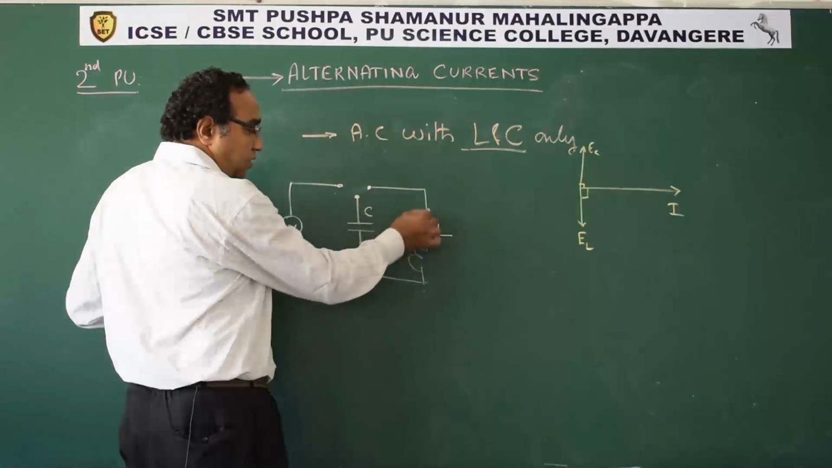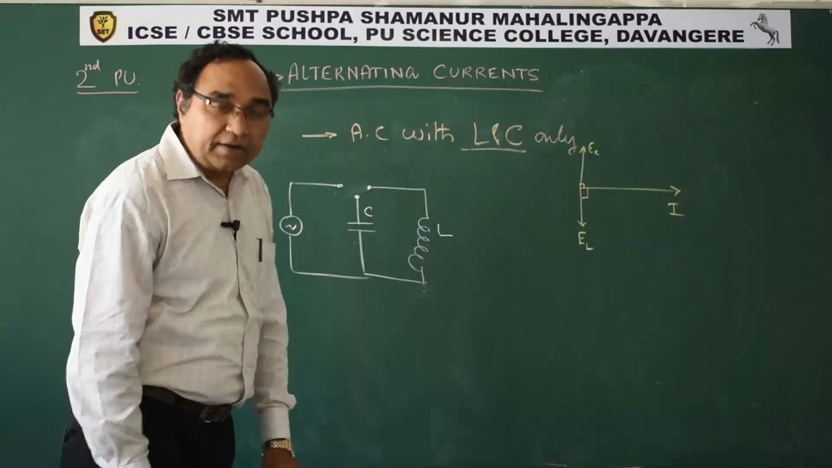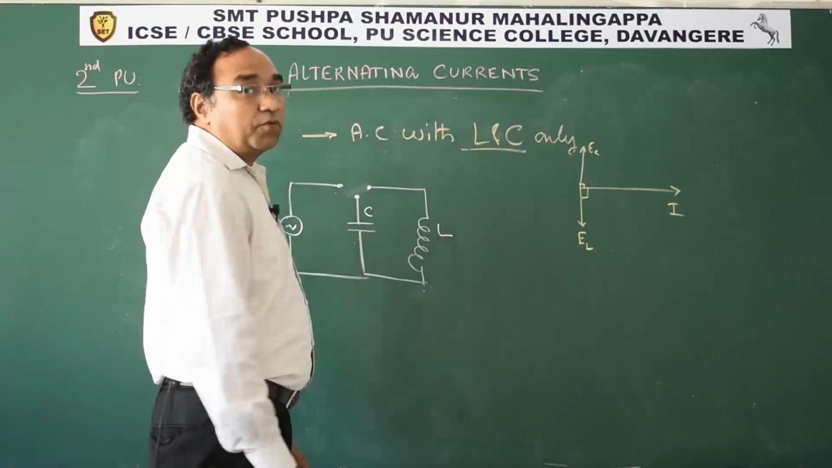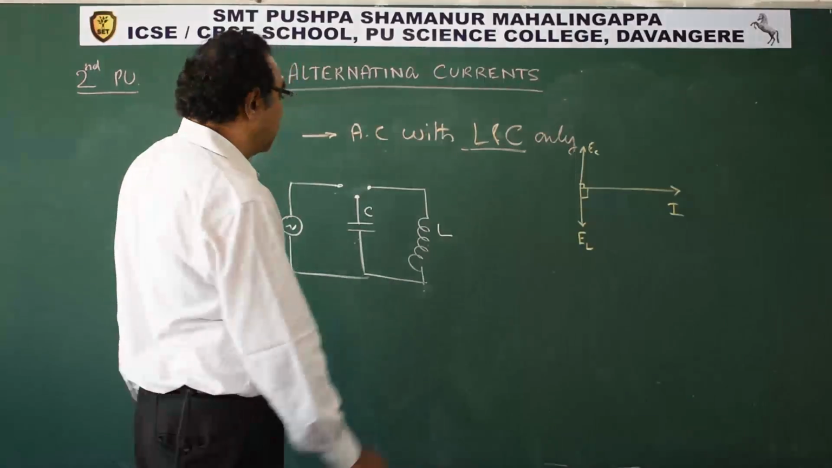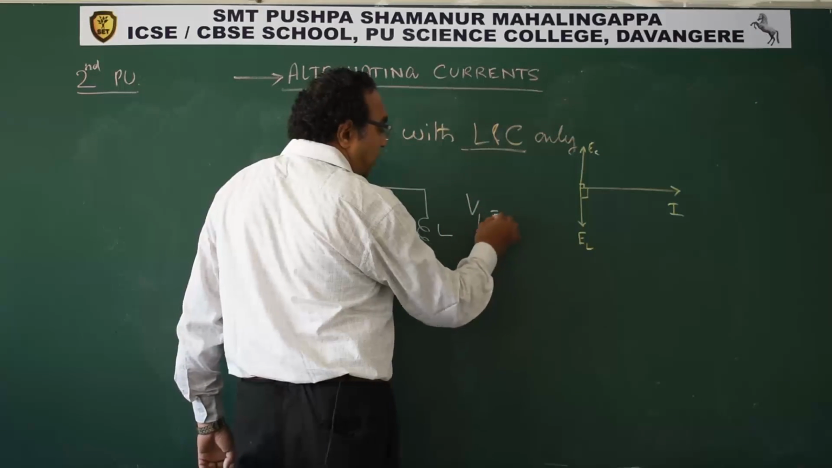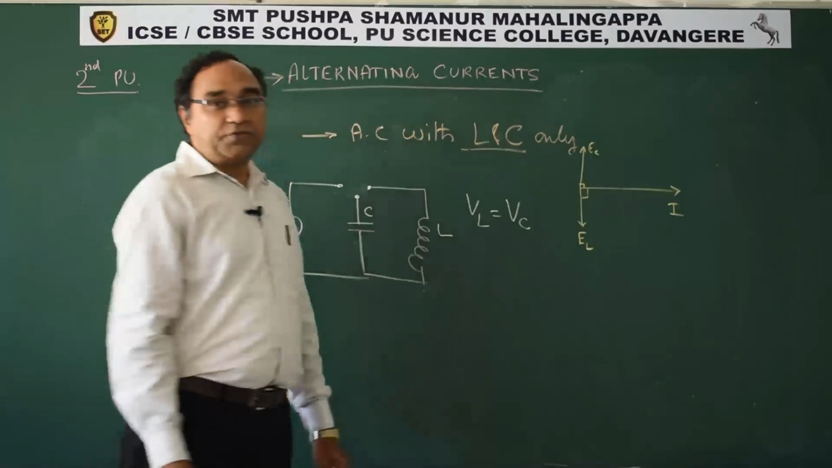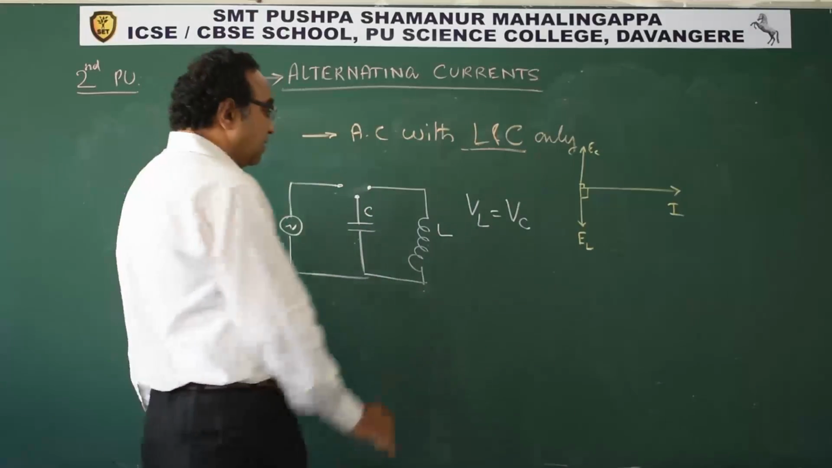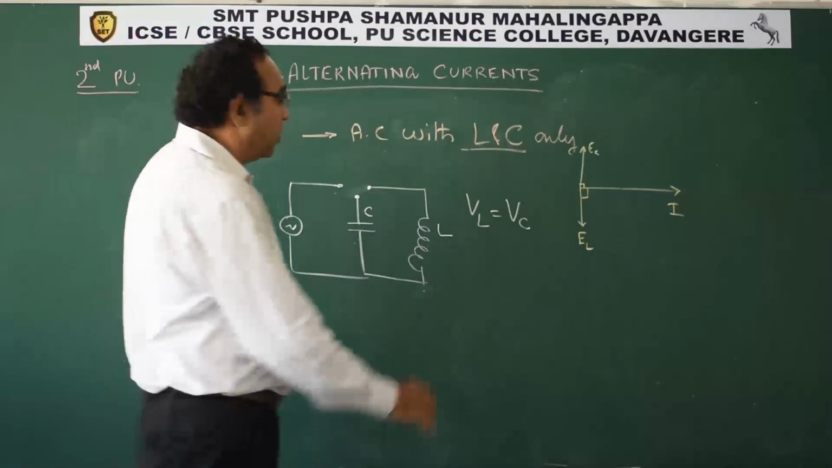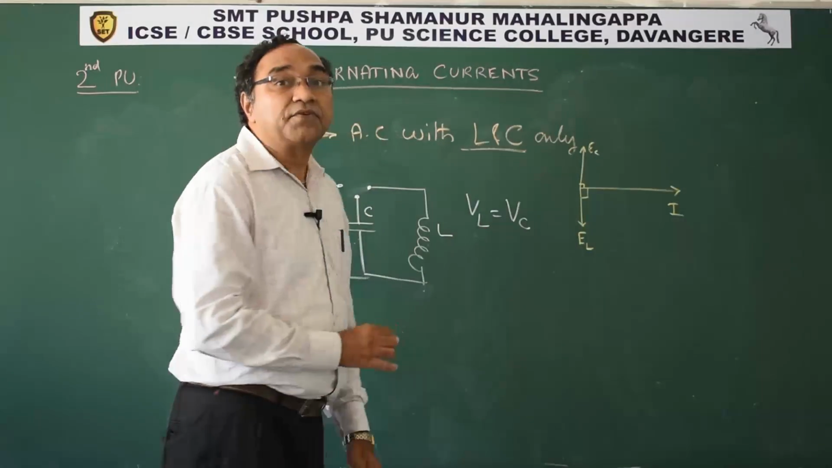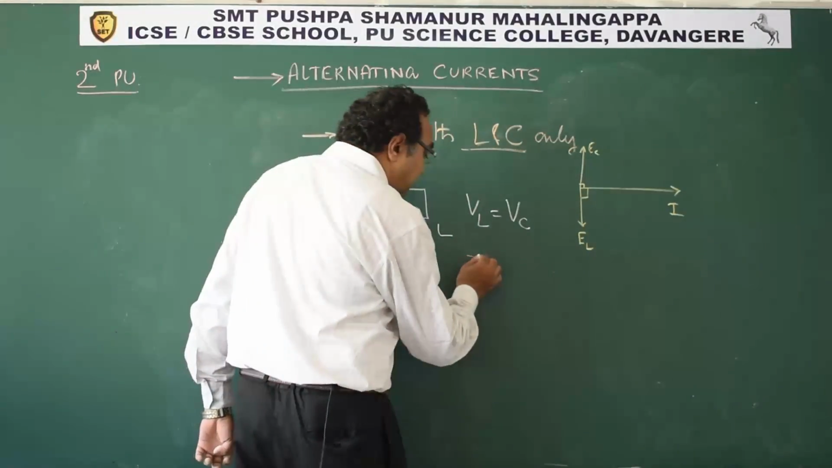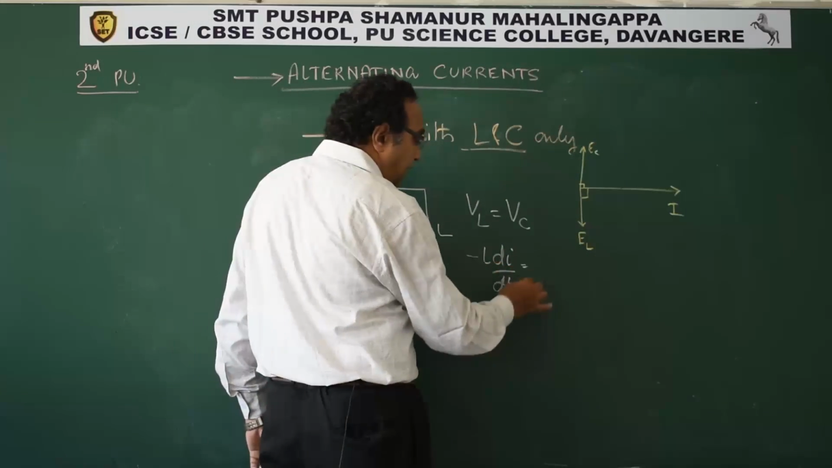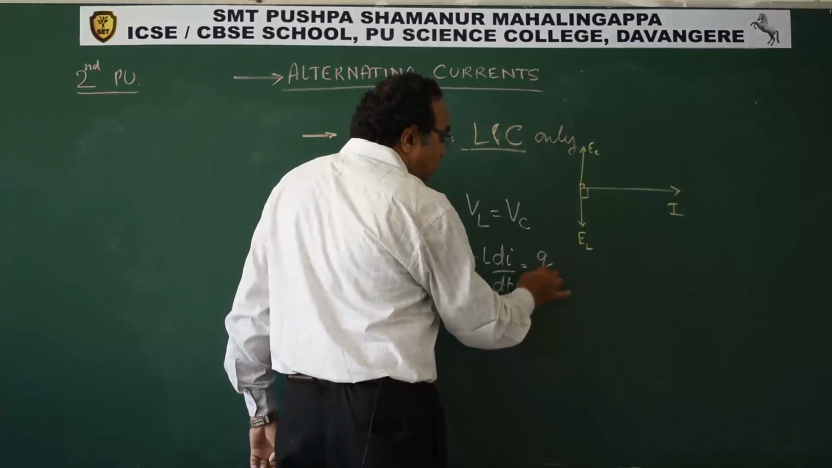See, if you connect all, the two are in parallel. In parallel, what remains constant? We know potential difference remains constant. So we can say potential drop across L should be equal to potential drop across C, because V remains constant in a parallel circuit. VL is what? V is E, which is equal to minus L di by dt. So minus L di by dt we can write. This can also be written as VC. V is what? Q by C.